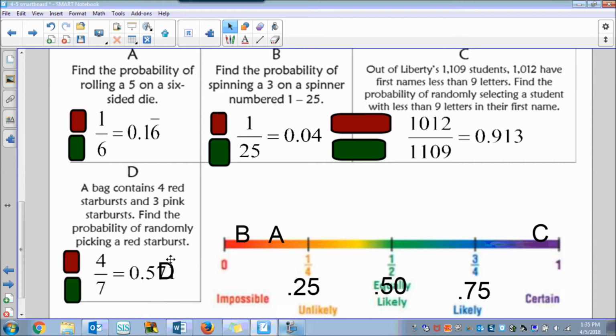So letter D is bigger than 0.5. It's 0.5 and then a little bit extra, 0.57. But it's not quite bigger than 0.75. So it's somewhere in between there, probably closer to 0.50.